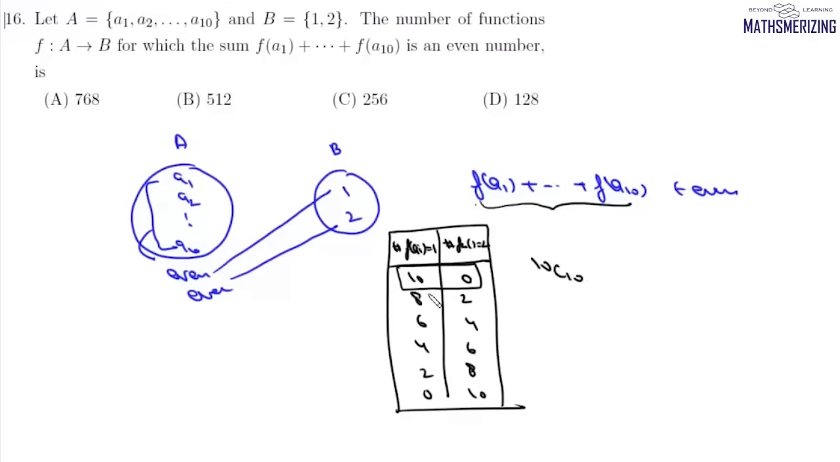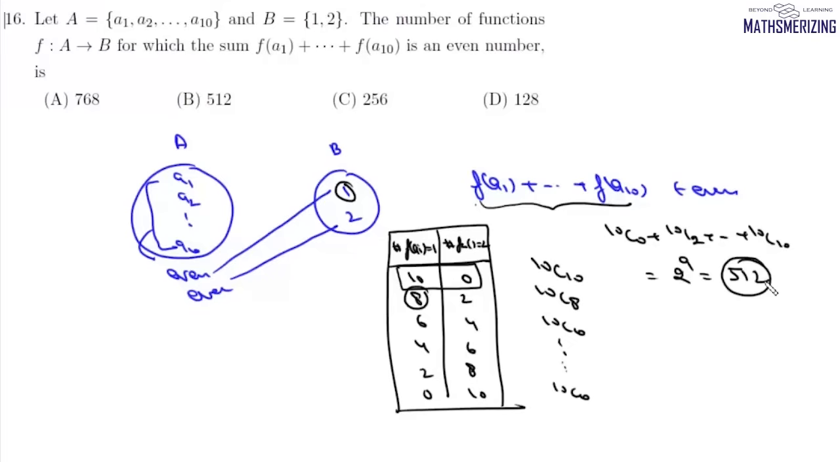Now what about this? 8 of these elements are mapped to 1. Which 8 elements? Here we need to select 8 elements from these 10 elements, so it can be done in 10C8 ways. The next one in the same way will be 10C6, and it will go all the way up to 10C0. So the total number of such functions will be 10C0 plus 10C2 up to 10C10. Now we know that nC0 plus nC2 plus up to nCn is nothing but 2 to the power of n minus 1. So this value will be 2 to the power of 10 minus 1, which is 2 to the power 9, and that is 512, and that's your option B.